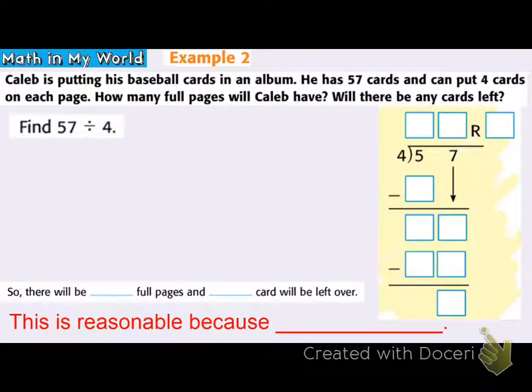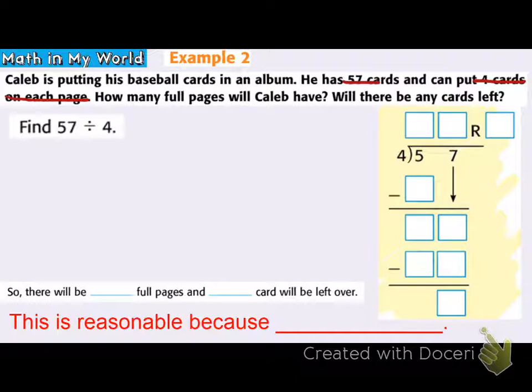Example 2, Math in My World. Caleb is putting his cards into an album. He has 57 cards that he can put into 4 cards on each page. How many full pages will Caleb have? Will there be any cards left over? Okay, well, I know that I'm dividing 57 into 4 equal groups. So I need to figure out what is the quotient.